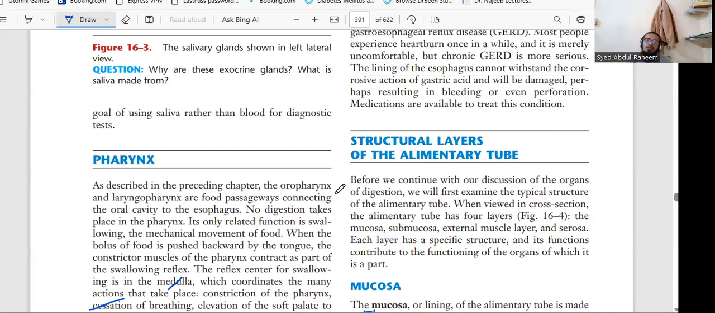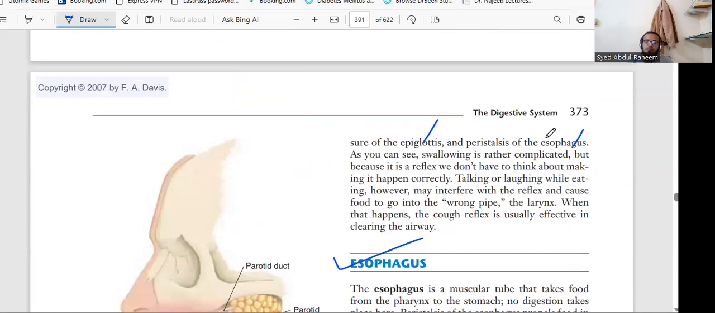This is done by the medulla, as well as the peristaltic movement of the esophagus, which will constrict and relax, constrict and relax. Then only food will enter into the stomach. But because it's a reflex, we don't have to think about it happening correctly. Talking or laughing while eating, however, may interfere with the reflex and cause food to go into the wrong pipe, the larynx. When that happens, the cough reflex is usually effective in clearing the way.